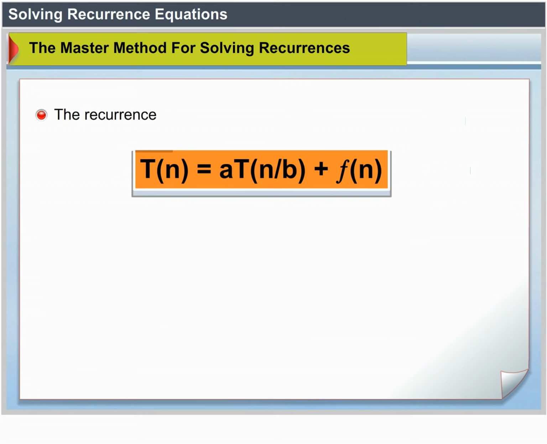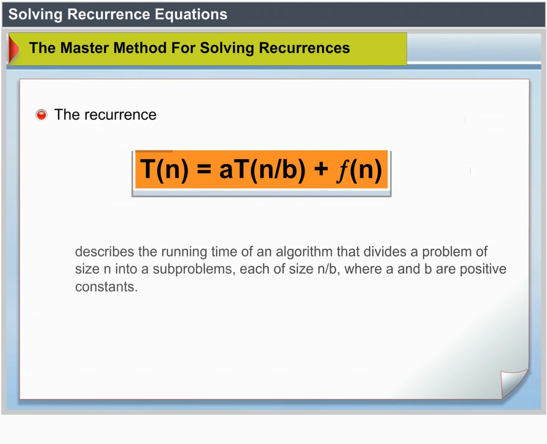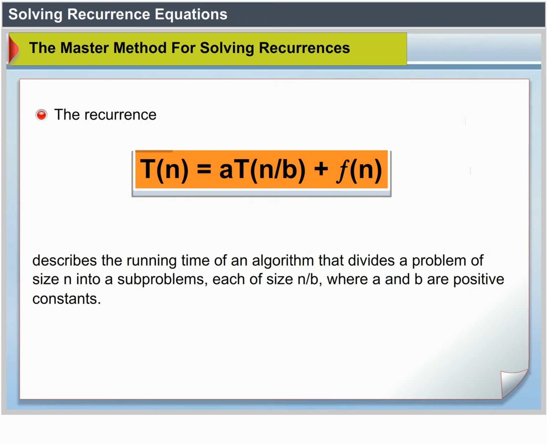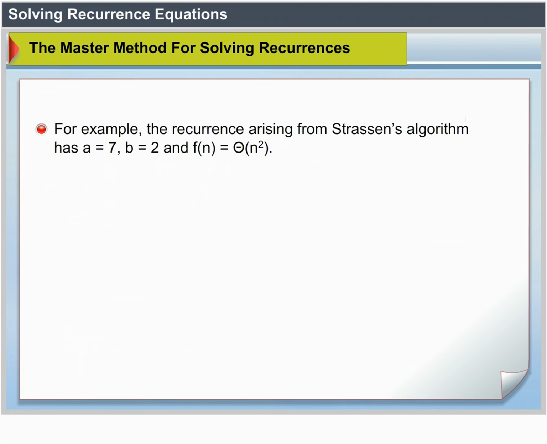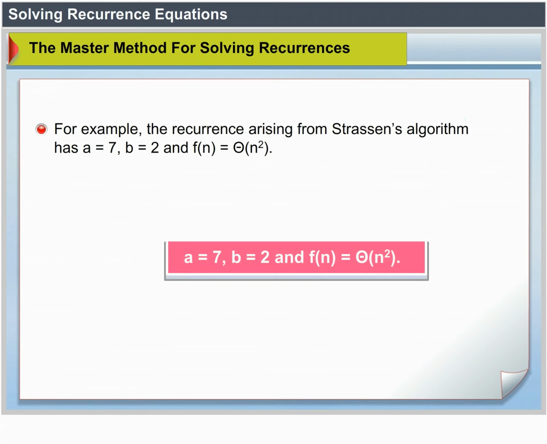n) describes the running time of an algorithm that divides a problem of size n into a subproblems, each of size n/b, where a and b are positive constants. The a subproblems are solved recursively, each in time T(n/b). The function f(n) encompasses the cost of dividing the problem and combining the results of the subproblems. For example, the recurrence arising from Strassen's algorithm has a equal to 7, b equal to 2, and f(n) equal to theta of n squared.